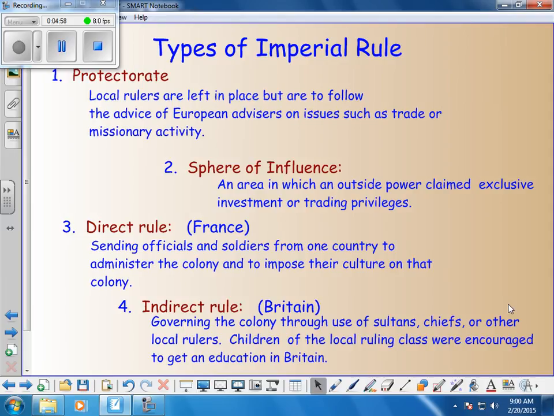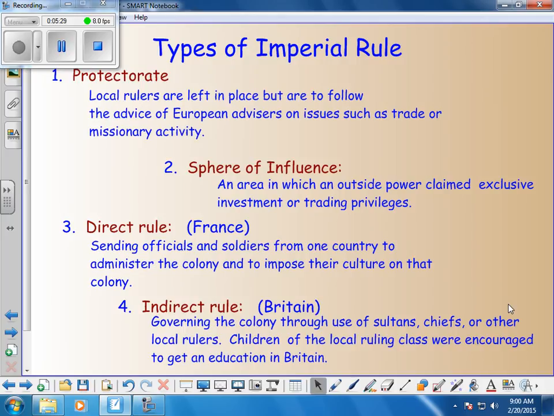This is an opportunity for the Europeans to be involved in a country without ruling the country. However, the European advisors do expect the rulers to follow their advice, and if they don't, then they call home, and the European country will likely send troops in to make sure that the advisors' advice is followed.